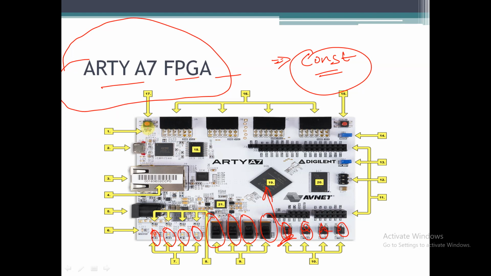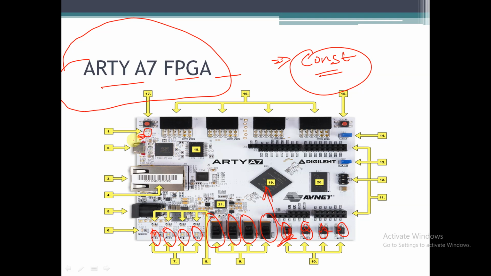Here there is an LED which is used to indicate whether the FPGA is programmed or not. After storing the bit file into this board, this LED will glow. If there is no bit file loaded into this board, this LED will not glow. So basically this LED indicates whether our FPGA board has a bit file loaded in it or not.